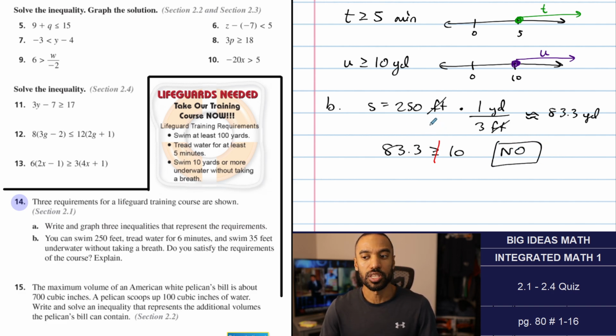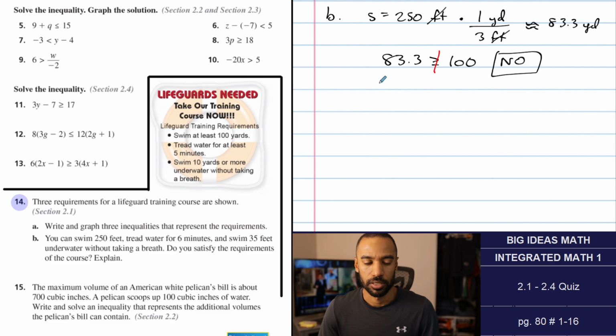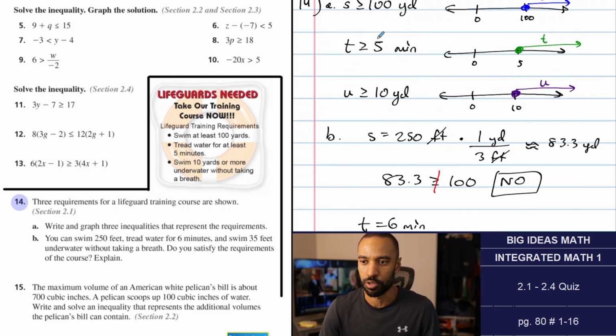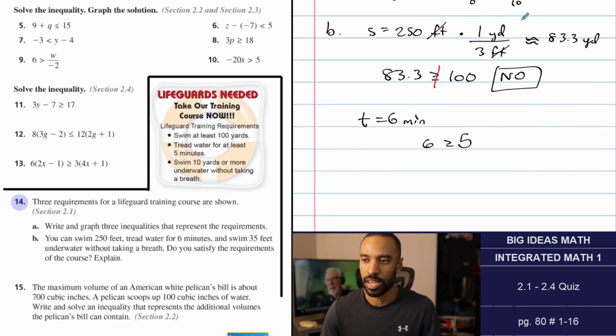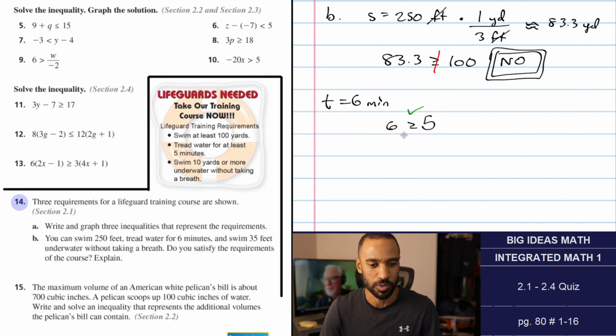My explanation is in the math. Comparing, this is supposed to be 100. But let's continue forward. Tread water for 6 minutes. T equals 6, in comparison to the 5. 6 is greater than or equal to 5. That one's good. However, we're still at no overall. It doesn't matter what I'm writing now as comparisons; I'm just showing you which ones worked and which ones didn't.